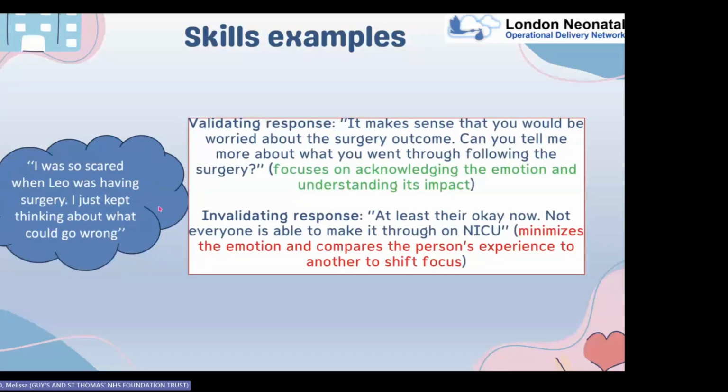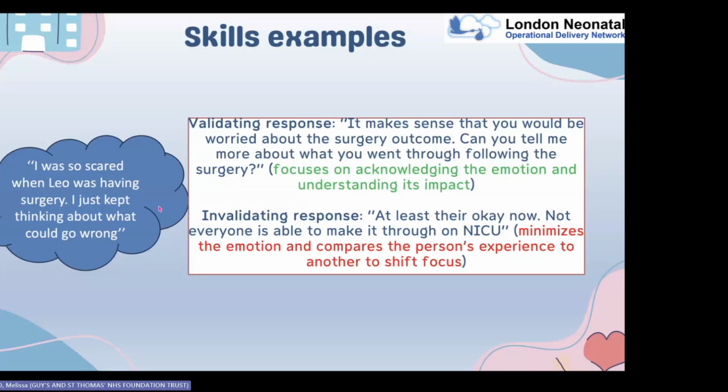Another example: "I was so scared when Leo was having surgery. I just kept thinking about what could go wrong." And this is probably quite a common picture that we face on the unit. A validating response could be, "It makes sense that you'd be worried about the surgery outcome. Can you tell me more about that? What were you going through?" Again, we're focusing on the emotion in the first part of this sentence. In the second part, we're trying to explore further how this emotion is impacting them. We're really trying to sit with that emotion instead of just passing straight through it.